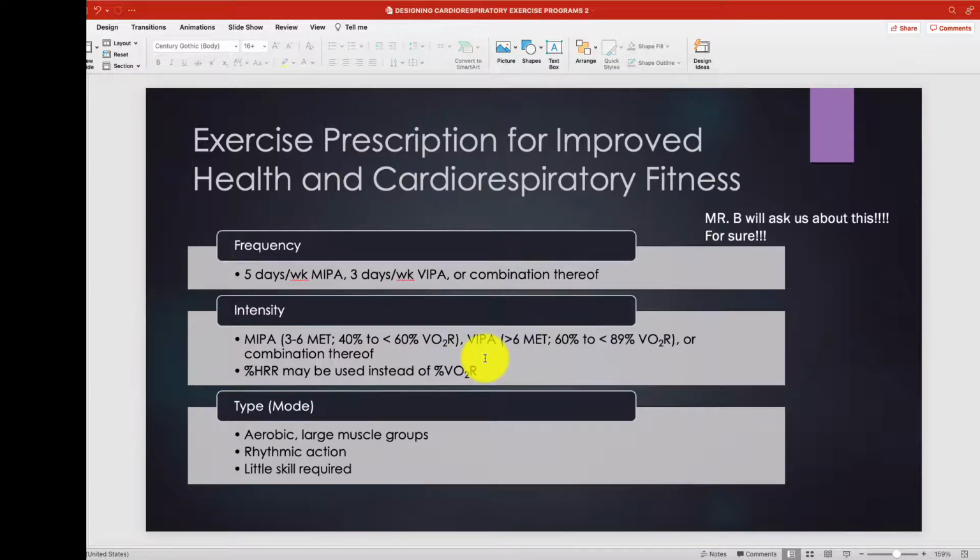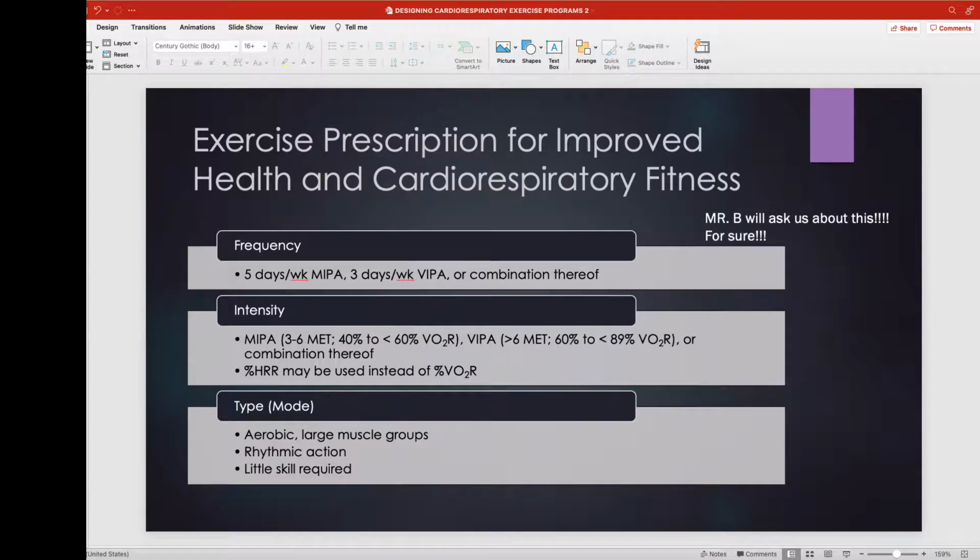But there are better ways to determine this intensity, and that's by using 3 to 6 METs, or 40 to 60% of someone's heart rate reserve, or VO2 reserve. Or if we're doing vigorous intensity physical activity, now we're talking about 6 or more METs, and a range of 60 to 89% of someone's VO2 reserve. I will show this to you. If you don't understand it, don't worry about it right now. Just keep these ranges in mind.